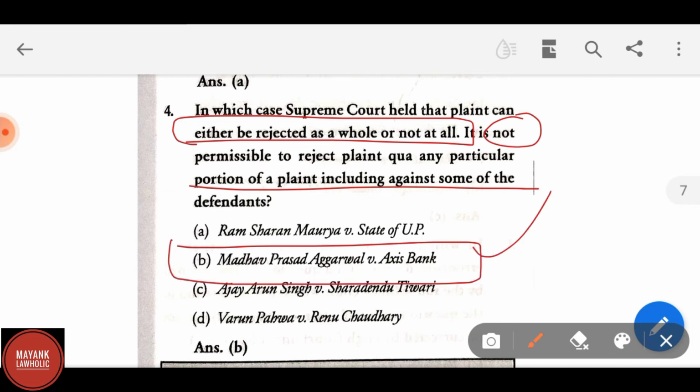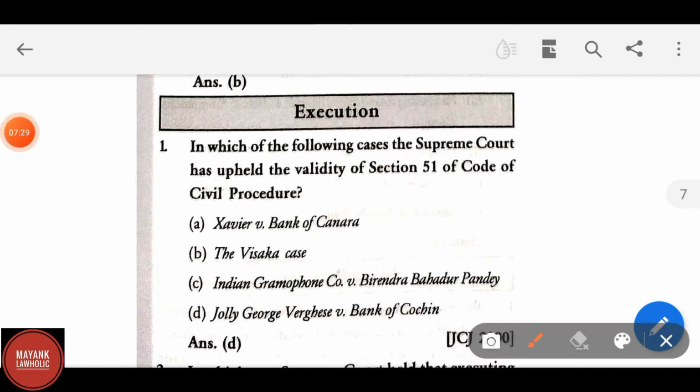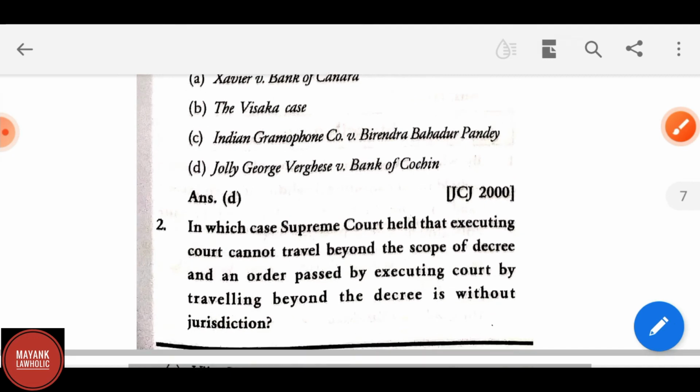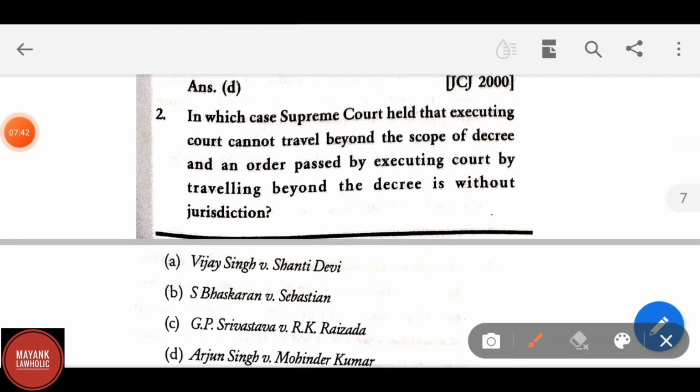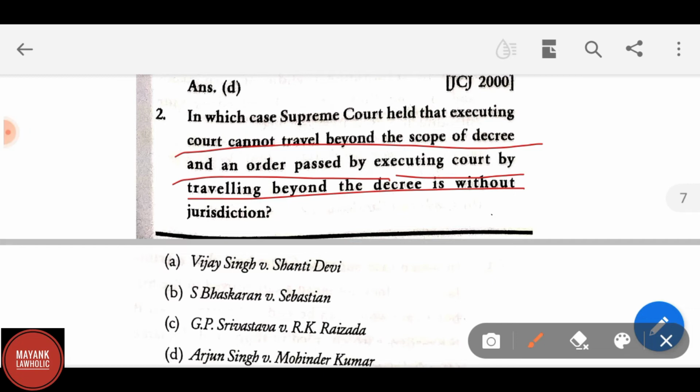Madhav Prasad Agarwal versus Axis Bank. In which of the following cases has the Supreme Court upheld the validity of Section 51 of the Code of Civil Procedure? Jolly George Varghese versus Bank of Cochin. In which case did the Supreme Court hold that an executing court cannot travel beyond the scope of the decree, and an order passed by an executing court by travelling beyond a decree is without jurisdiction?